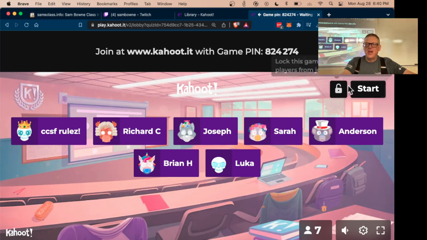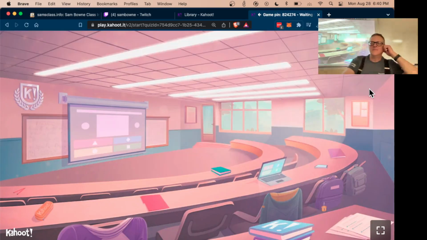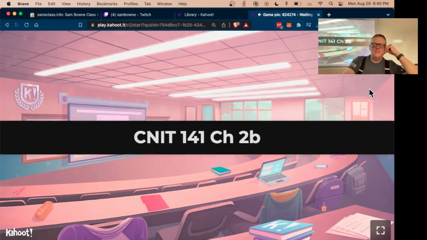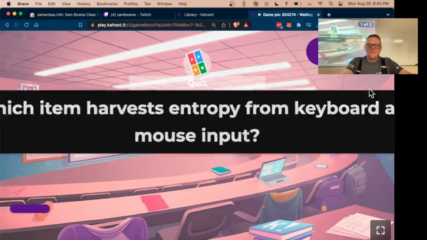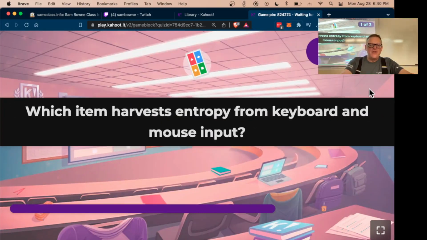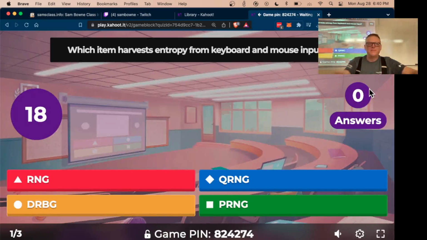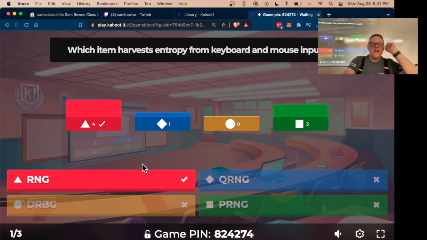I guess we got the people that are coming. All right, so which item harvests entropy from keyboard and mouse input? That's the random number generator. That's truly random. You have to have some source of randomness from the outside world.